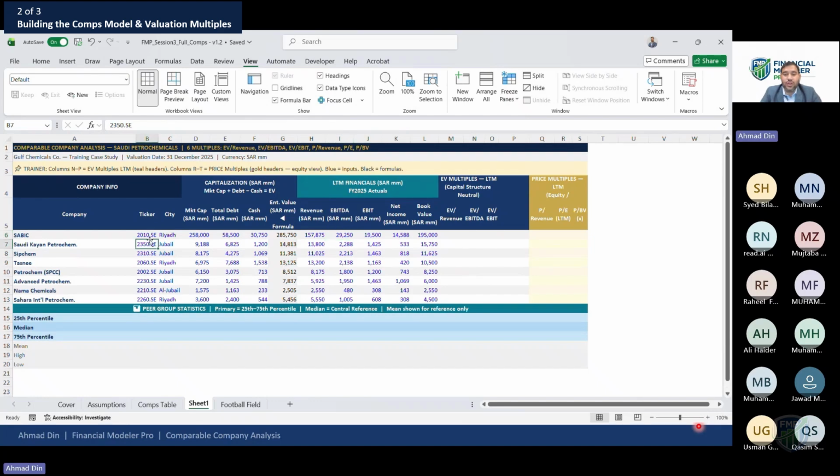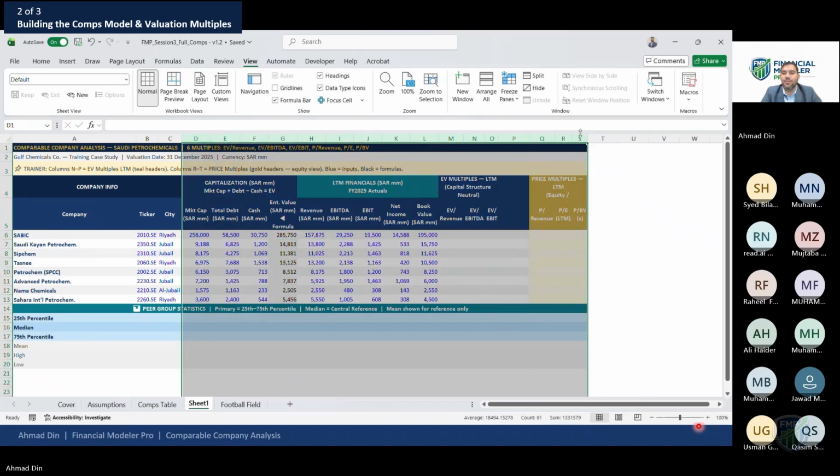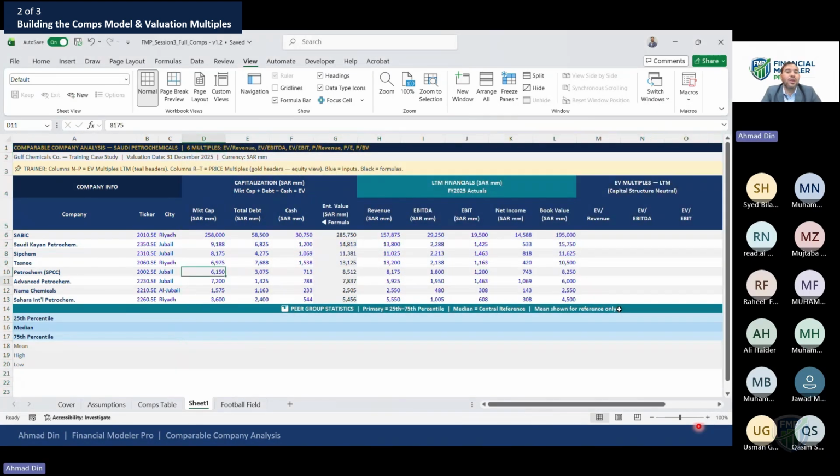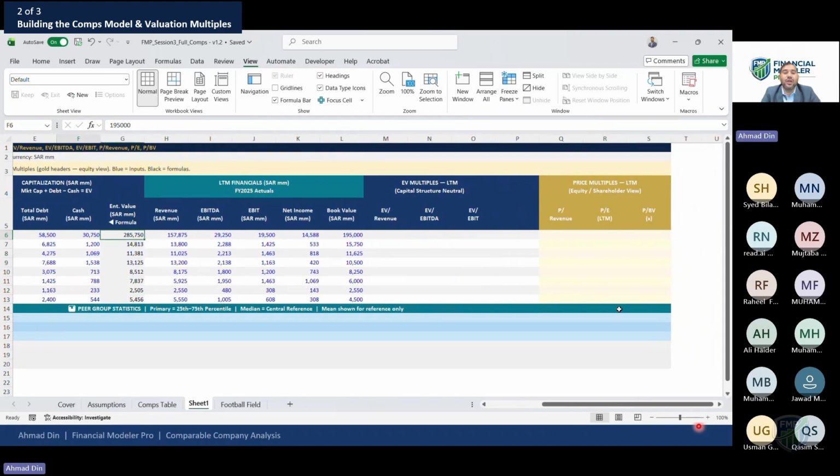Okay, so for this we get the enterprise value of our company, the enterprise value of the comparable company. Now we need to calculate this one. We get the enterprise value for this one, then the same way we will calculate.